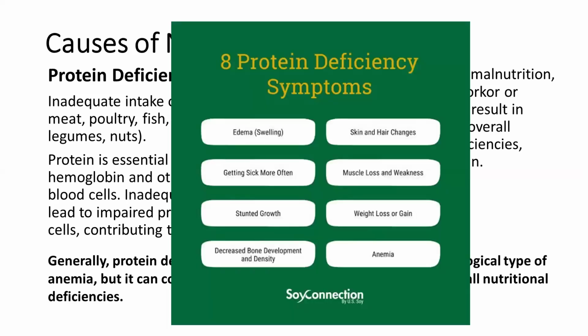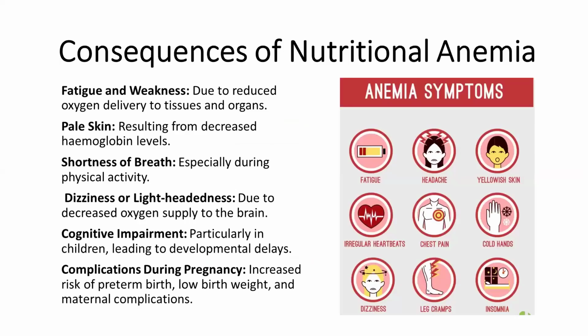Now, the symptoms of this can be, these are the symptoms of protein deficiency, not the protein deficiency anemia. And anemia is also listed in this. Now, about the consequences of nutritional anemia, that is usually the symptoms and even signs that include fatigue and weakness due to reduced oxygen delivery to the tissues and organs, and pale skin resulting from decreased hemoglobin level, shortness of breath, dizziness or lightheadedness, cognitive impairment, and complications during pregnancy.